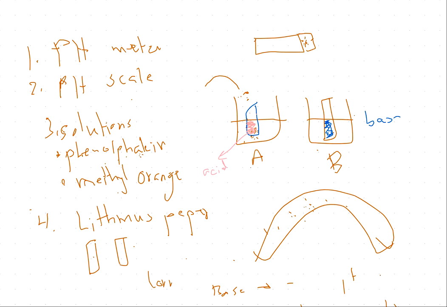The last one is the litmus papers. I have two types of litmus papers, the pink or red litmus paper, and the blue litmus paper. If I insert one of them in any of these solutions and it stayed pink, or it was blue and turned into pink, this means my solution is acidic. If it stayed blue or the pink turned into blue, this means my solution is base. Is it clear?